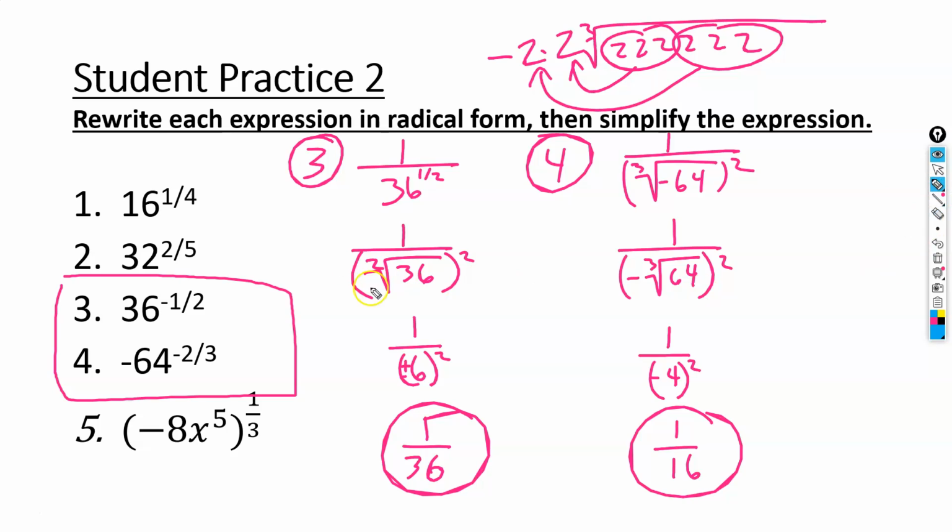For number 3, we have rewritten this as a reciprocal so that we can have a positive exponent. And then for the next step, we rewrite it. So we have the square root of 36. And I just realized I have a mistake here. This was supposed to be a 1. So change my final answer. Change all those really quick.